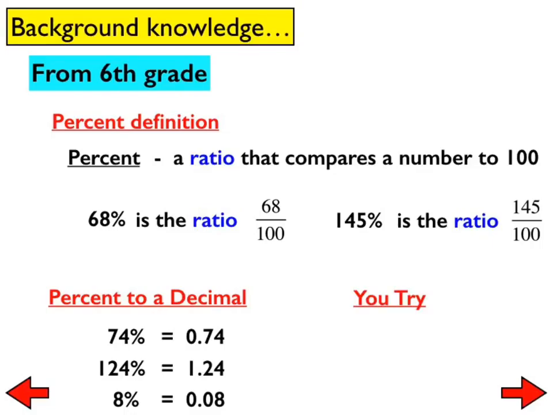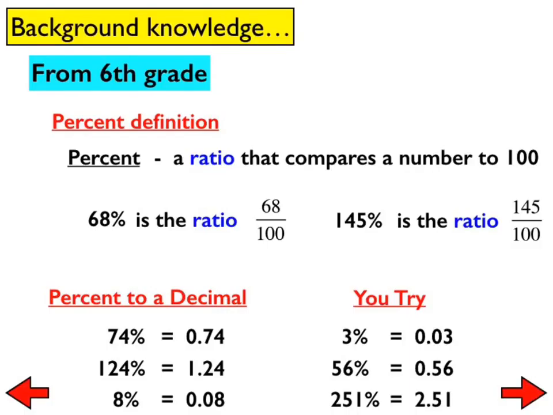Okay? And you try these on your paper. What's 3%? Kara, what's 3% as a decimal? 0.03. Very good. Everyone try 56%. What would that be as a decimal? Brianna? 0.56. And one more, 251%. What's that as a decimal? Aaron? 2.51. That is correct. Very good. Any questions about how to make percents decimals? We need that today.